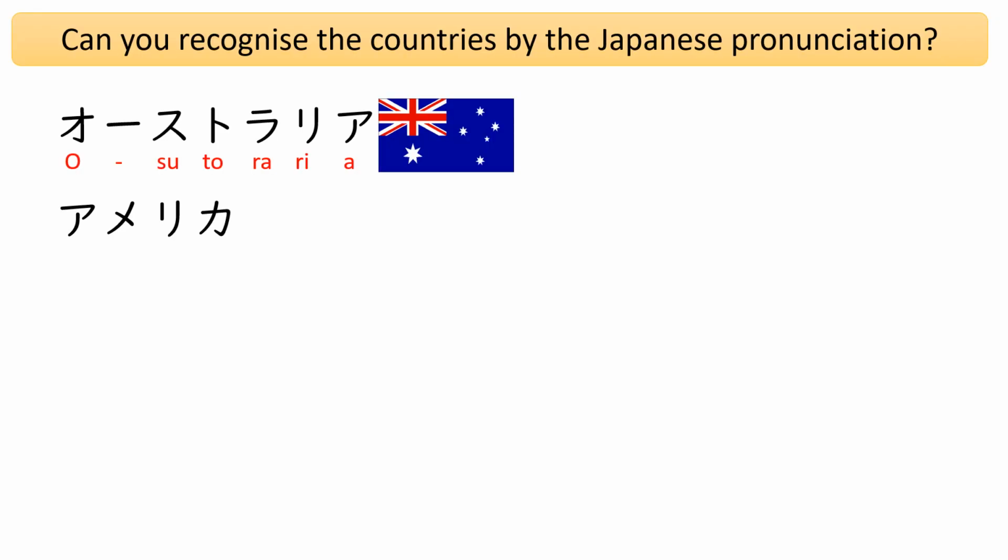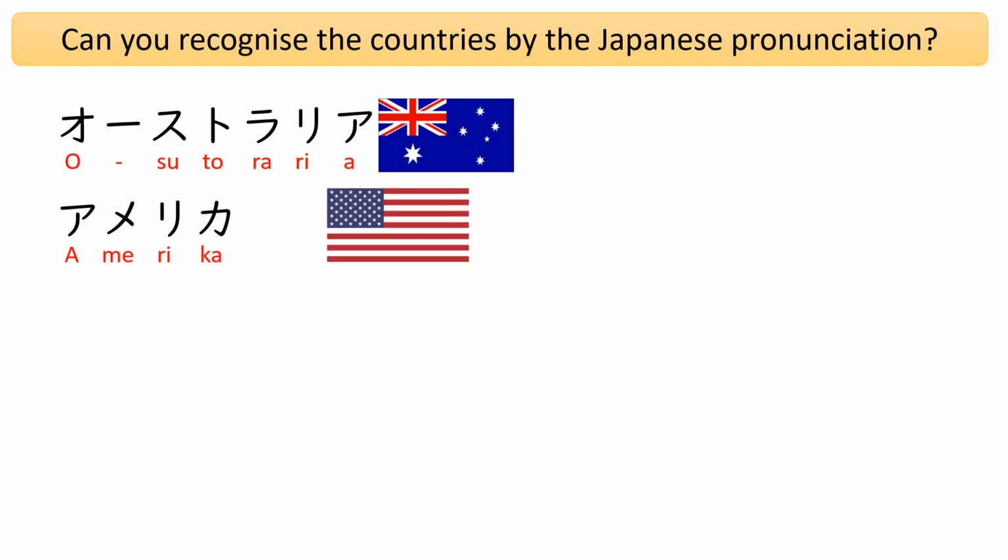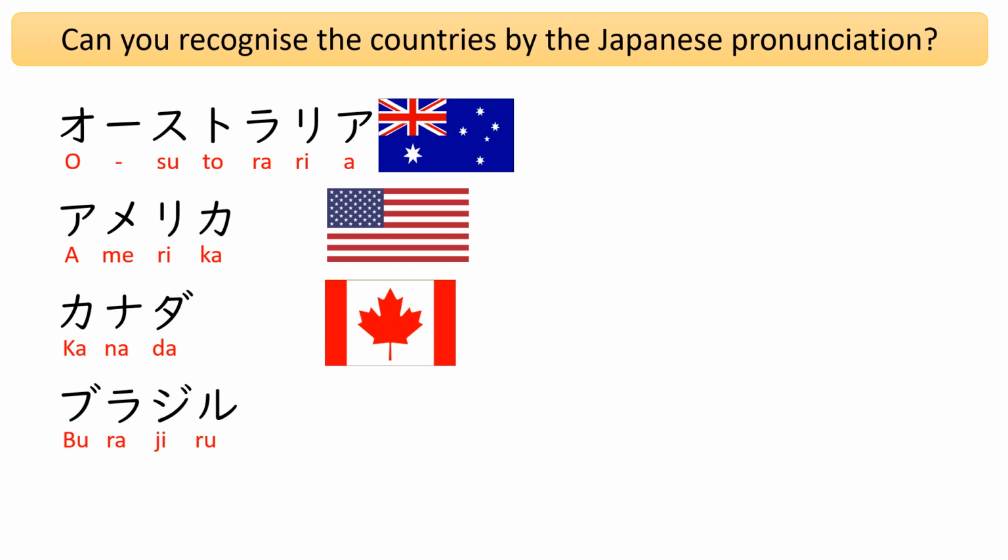Okay, the next country name is America. What is it? Yes, of course it is America, the USA. Next one is Canada. What is it? Yes, of course, Canada. Next one is Brazil. What is it? It is Brazil.